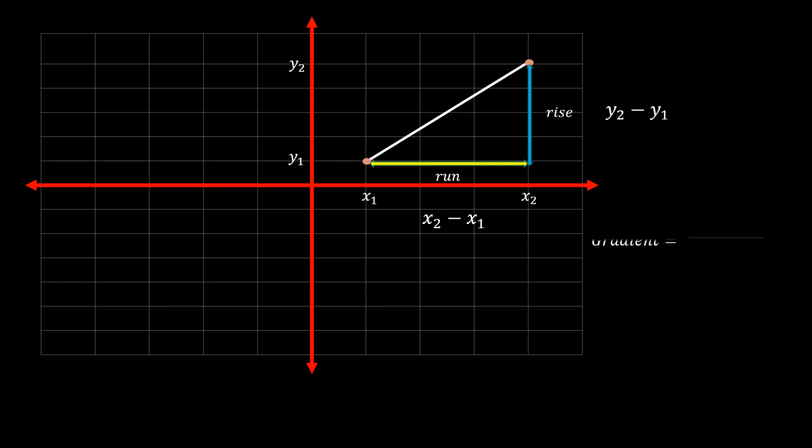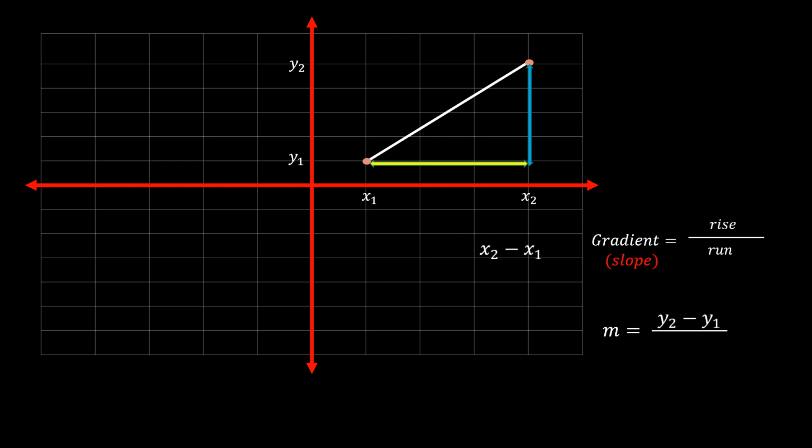Now we have the gradient. The definition of the gradient is the ratio between the rise and the run. The gradient, in other curricula, is called the slope. The slope is the ratio between the rise and the run, and it is represented by the letter m. So m is y2 minus y1 over x2 minus x1, which is the run.